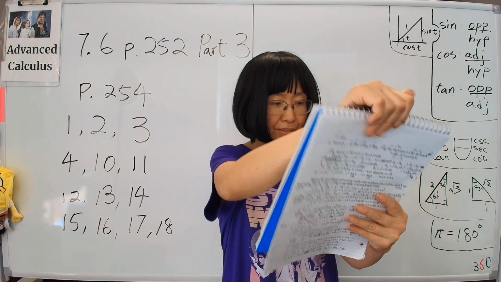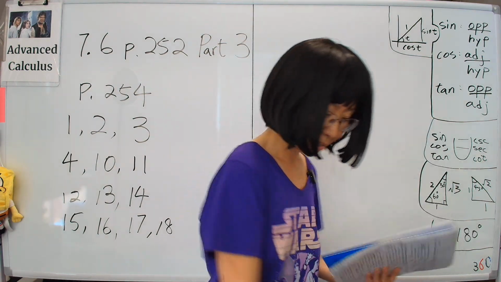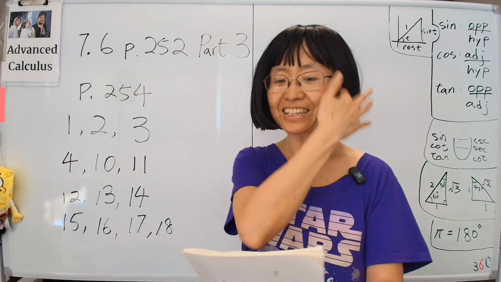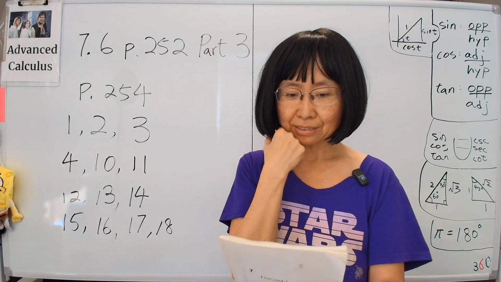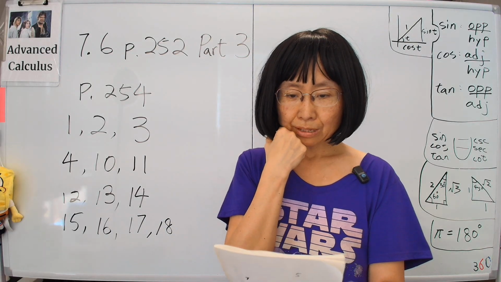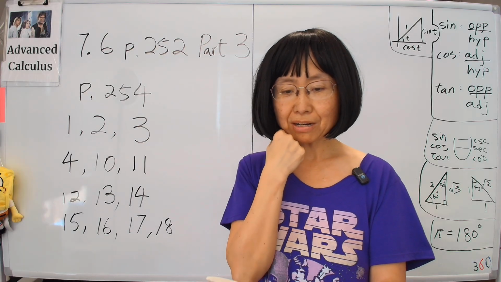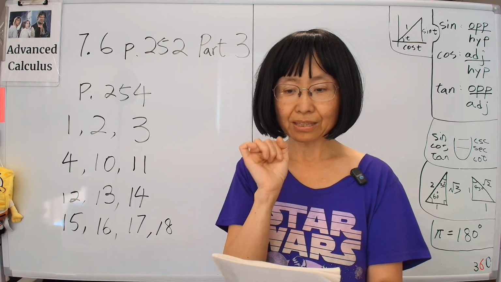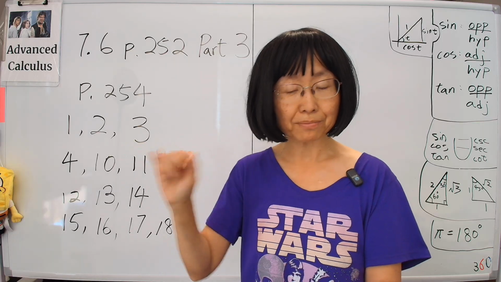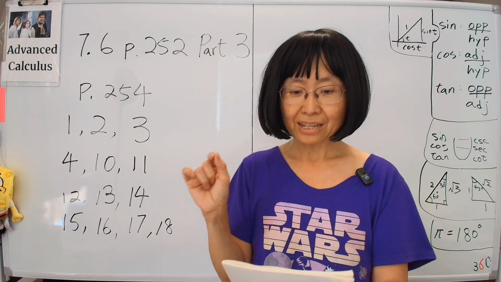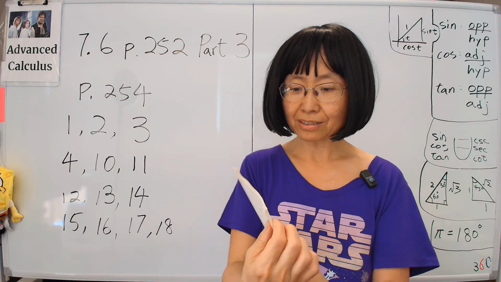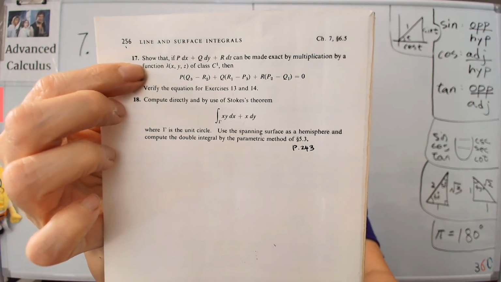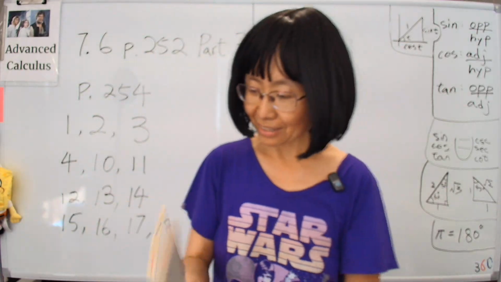All right, problem 17, on the following page, is a problem similar to basic calculus, where we have an interesting condition. If P dx, Q dy and R dz can be multiplied by some lambda function that makes them an exact differential, then this following long equation is going to be 0. Okay, so let's do that.